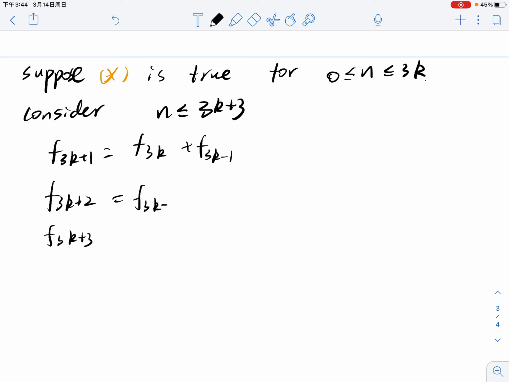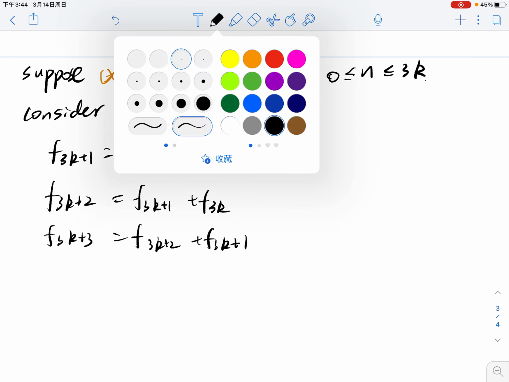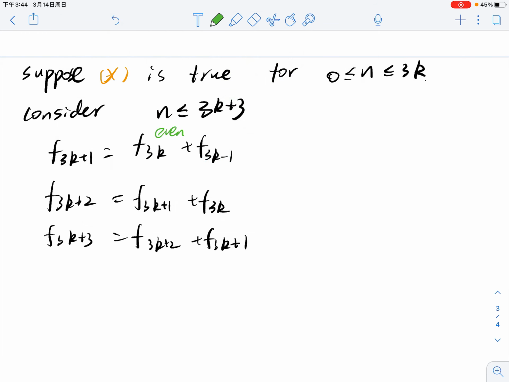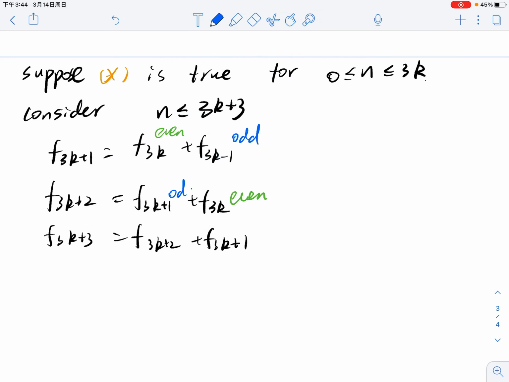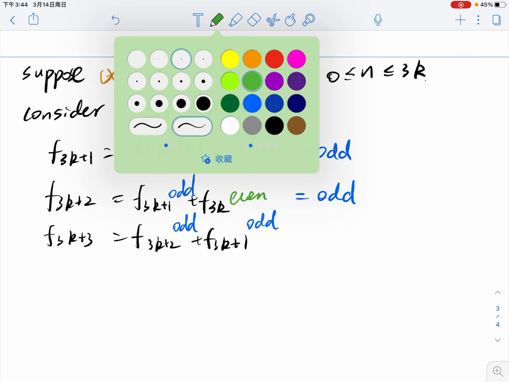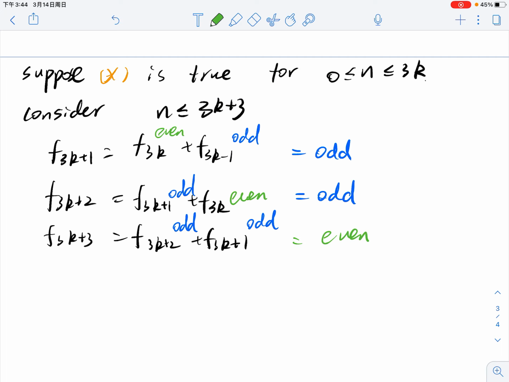And similarly, you can write down the recurrence relation for the remaining two. And now, by the assumption, this is even, and this is odd, this is odd, this is odd, this is odd. Therefore, this is odd, this is odd, and F(3k+3) is even. And so we complete the induction argument.